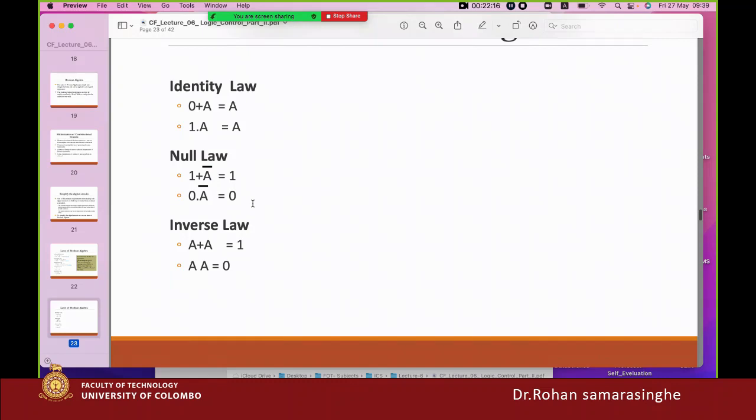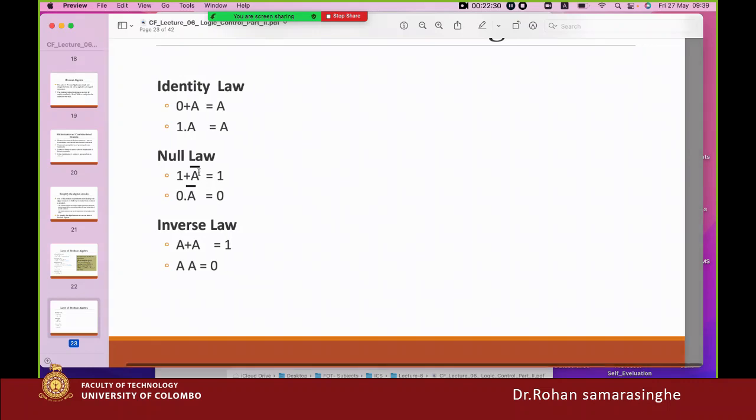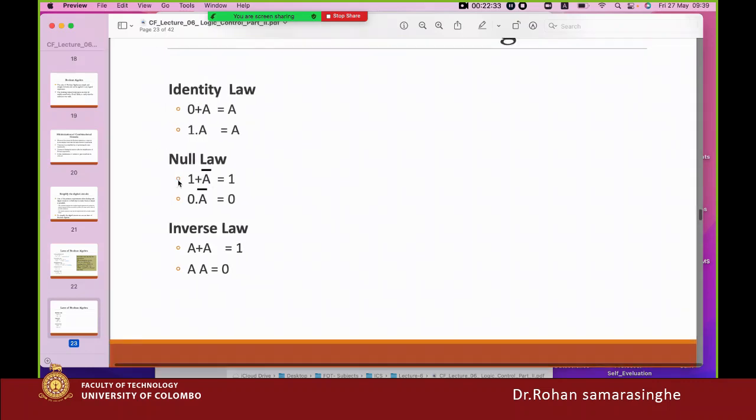A plus A bar, whatever the value of A bar, that is 1. If A bar is 0, A is 1. If A bar is 1, A is 0. So it will not influence the output, that is 1.